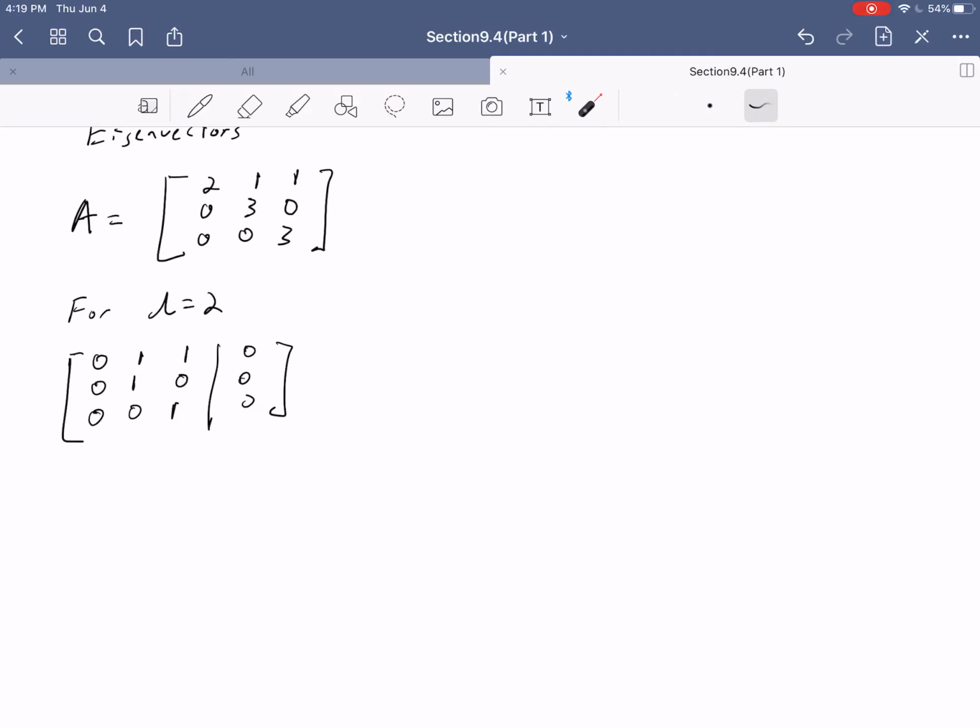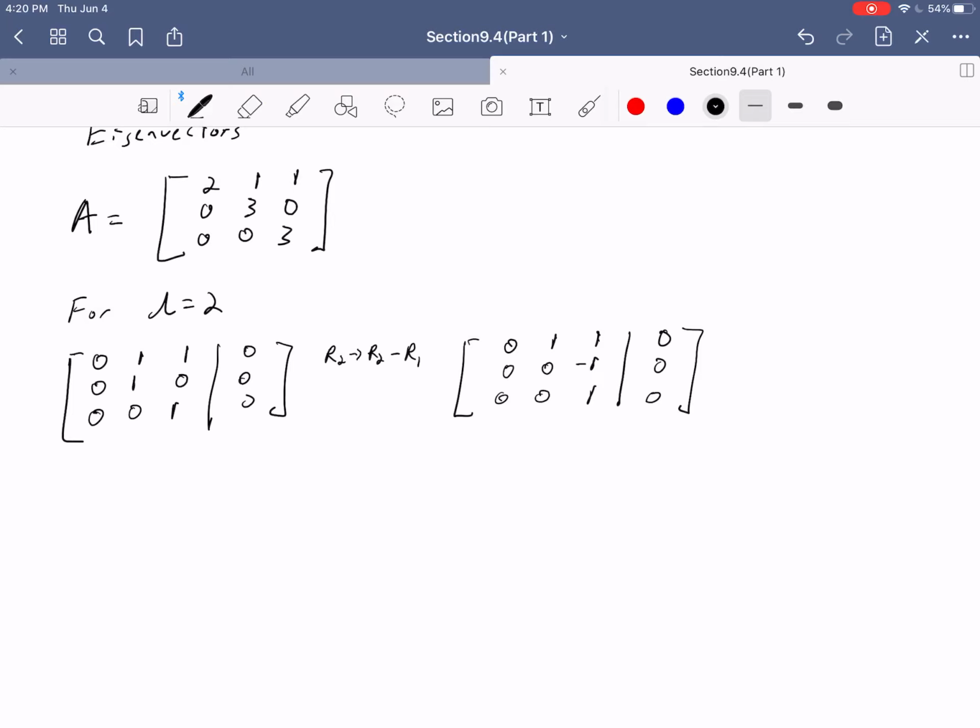Okay, doing so shouldn't be too bad. We can use this guy to clear this out right there. So let's go ahead and do row 2 and replace it with row 2 minus row 1. So 0, 1, 1, 0. And when we do that, we'll get 0, 0, minus 1, 0, and 0, 0, 1, 0. And then we can use this guy to clear this out. So we can take row 3 and replace row 3 with row 3 plus row 2. And it looks like we should get 0, 1, 1, 0, 0, 0, minus 1, 0, 0, 0, 0, 0.